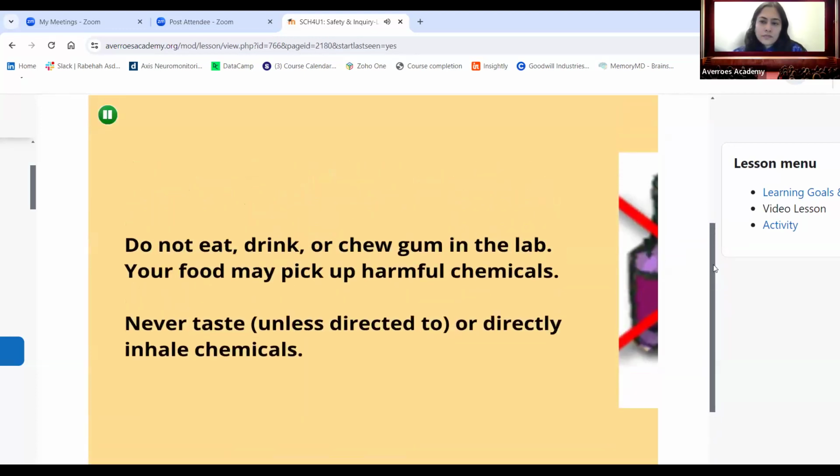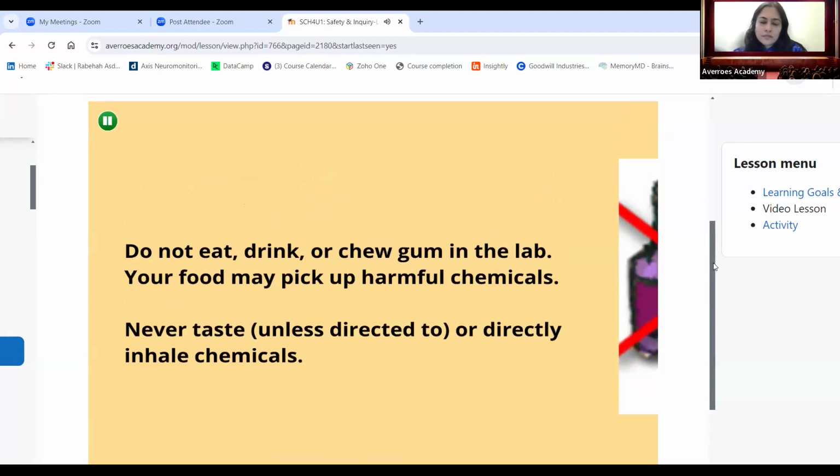Also, there's no eating, drinking, or chewing gum in the lab. Right, if you're working with harsh chemicals, you don't want to get that on your food or have it on your hands and then touch your food. And you also never taste or directly inhale any chemical or substance you're working with in the lab, unless you're directed to.